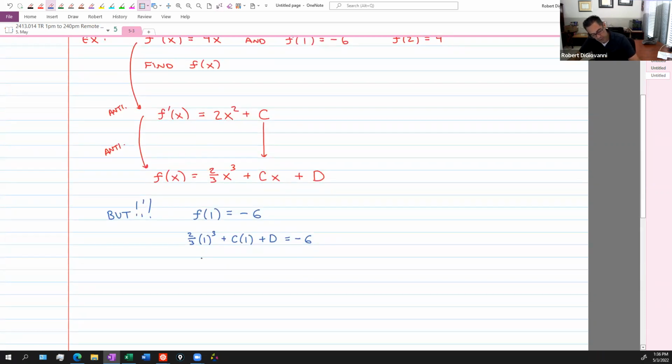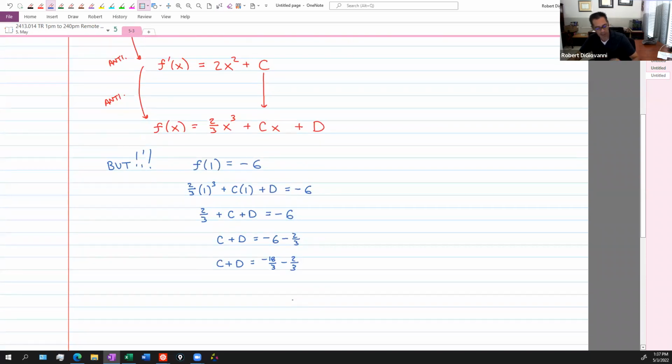All right, that's just 2/3 plus c plus d must equal -6, which means c plus d must equal -6 minus 2/3. I decided to move the 2/3 to the other side, which means that c plus d must be -18/3 minus 2/3, getting a common denominator, which means that c plus d must equal -20/3.